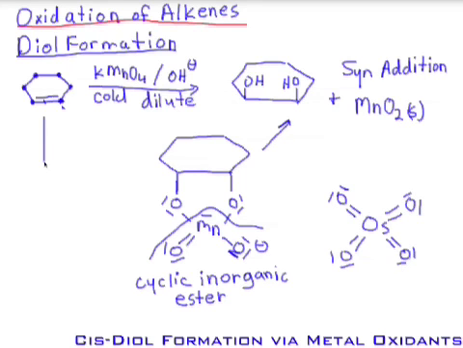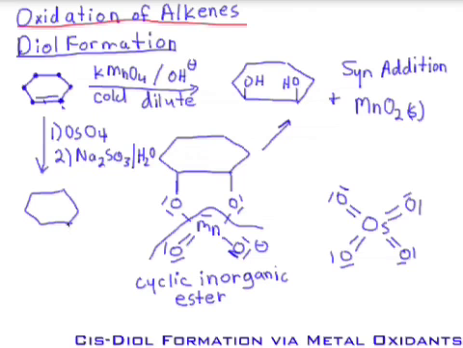So if I hit this alkene with, say, osmium tetroxide, because it's so toxic, you'd normally use the permanganate. But you could use the osmium and hit it with the Na2SO3, sodium sulfite, and water. You will also get the diol. And syn-addition.